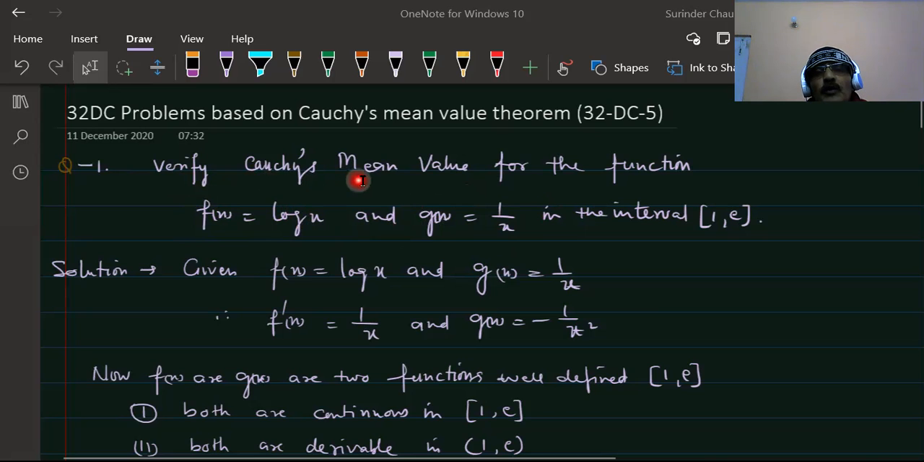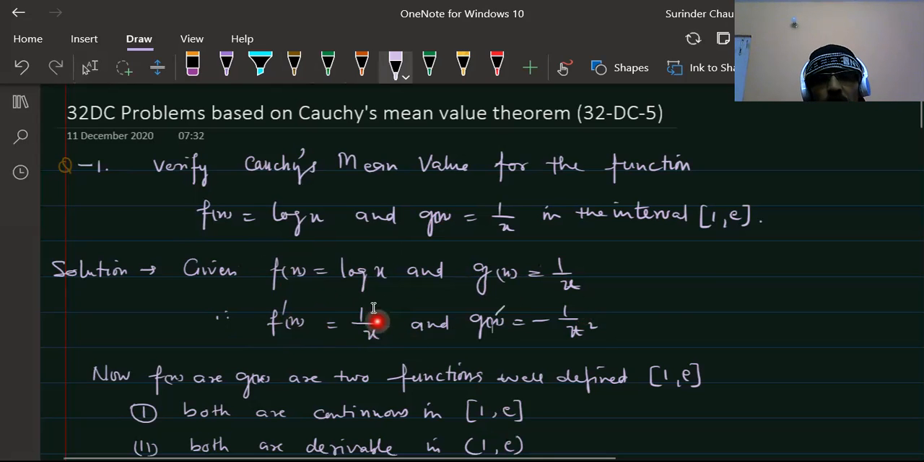Verify Cauchy mean value theorem for the functions f(x) equal to log of x and g(x) equal to 1 upon x in the closed interval 1 to e. Now, given f(x) is equal to log of x, g(x) is equal to 1 upon x. So the derivative of f(x) is equal to 1 upon x, and the derivative of g(x) is equal to minus 1 upon x squared.